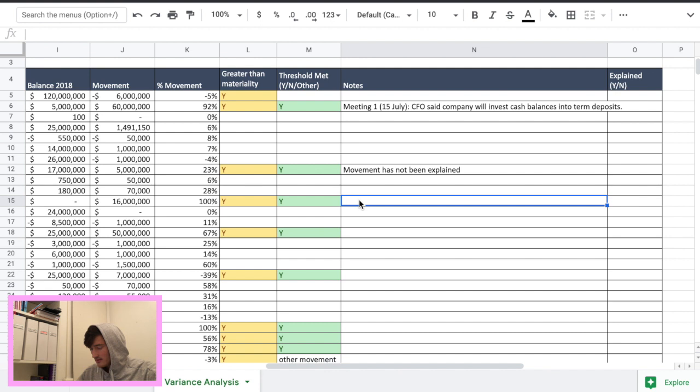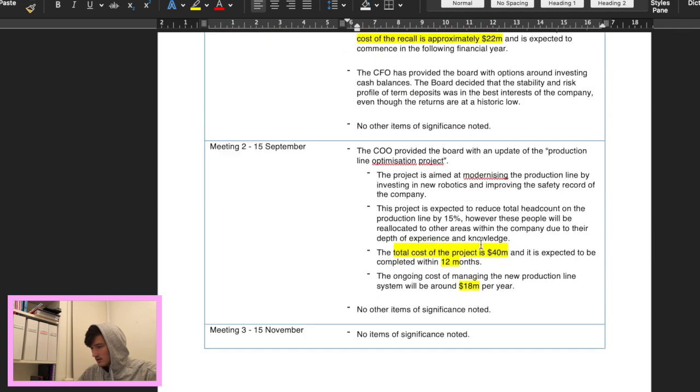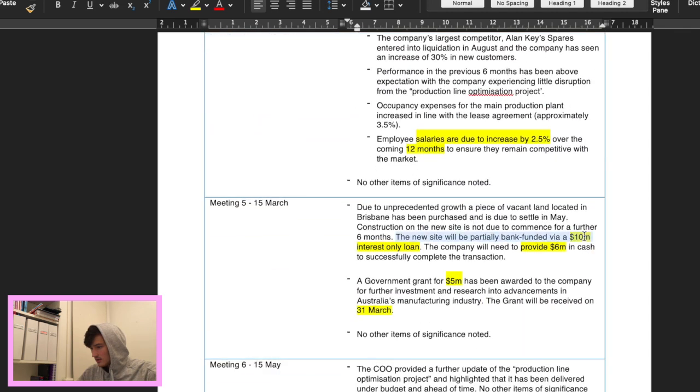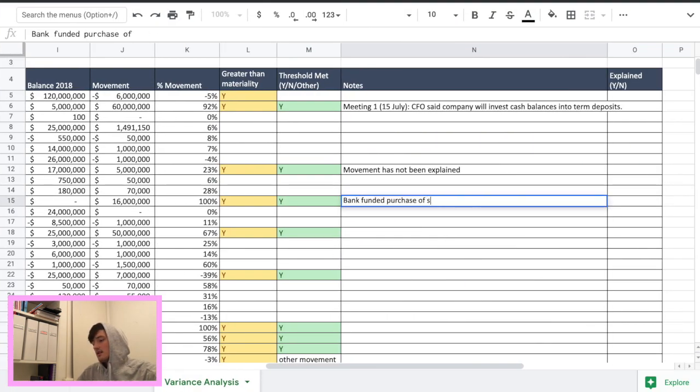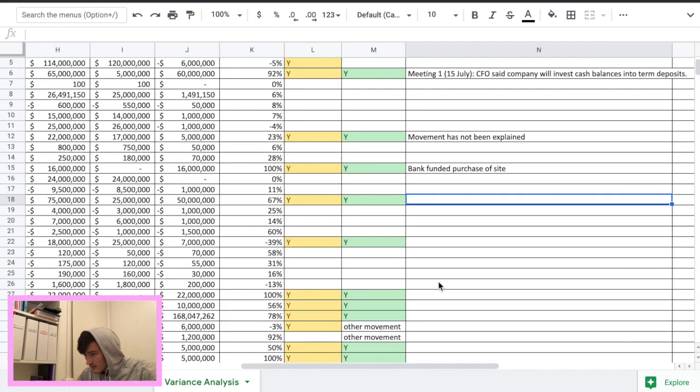And I believe this will be the money for the land or the site. I can't quite remember. Bank funded. I think it's actually not entirely bank funded. Purchase of land. It might be site. I'm just going to check really quickly. There it is. Yeah, okay, so it's site. That's the 10 and the 6 million. And then, what's that? 50 million.